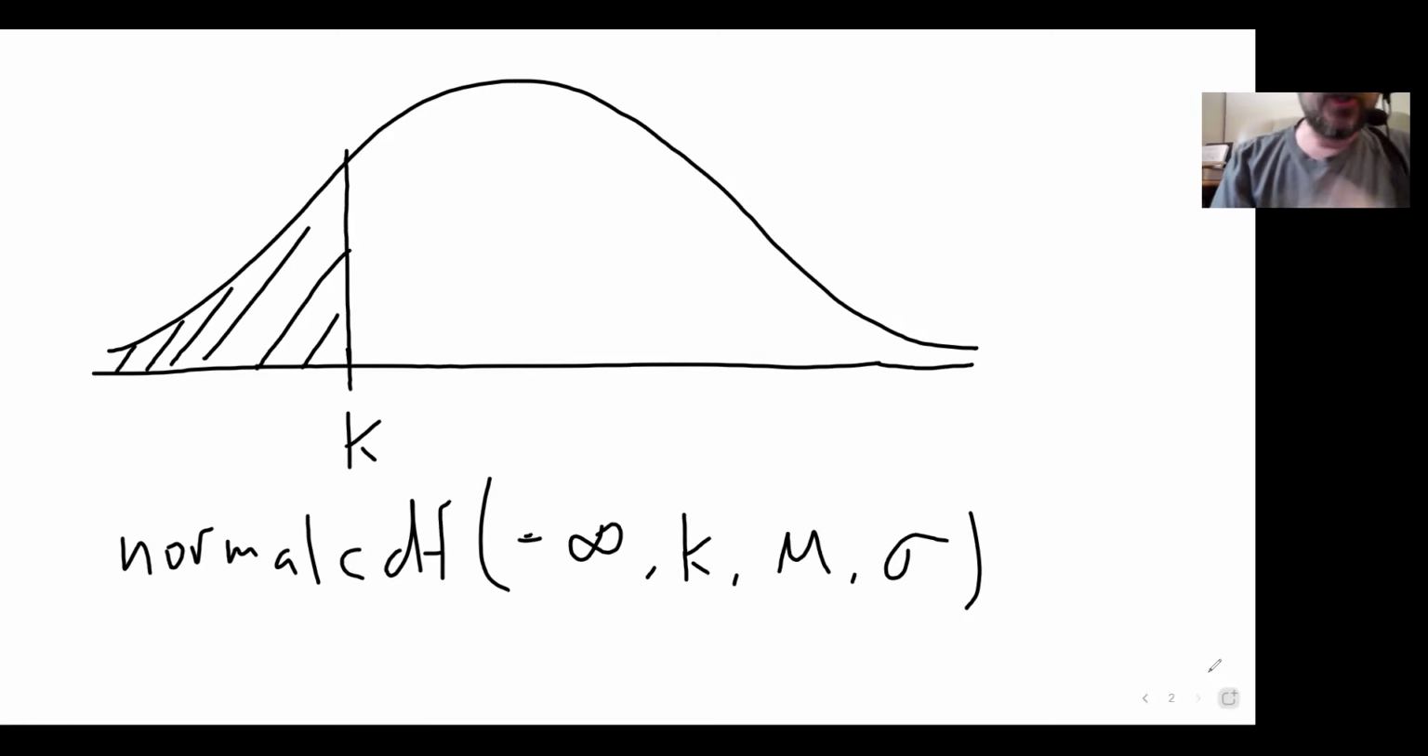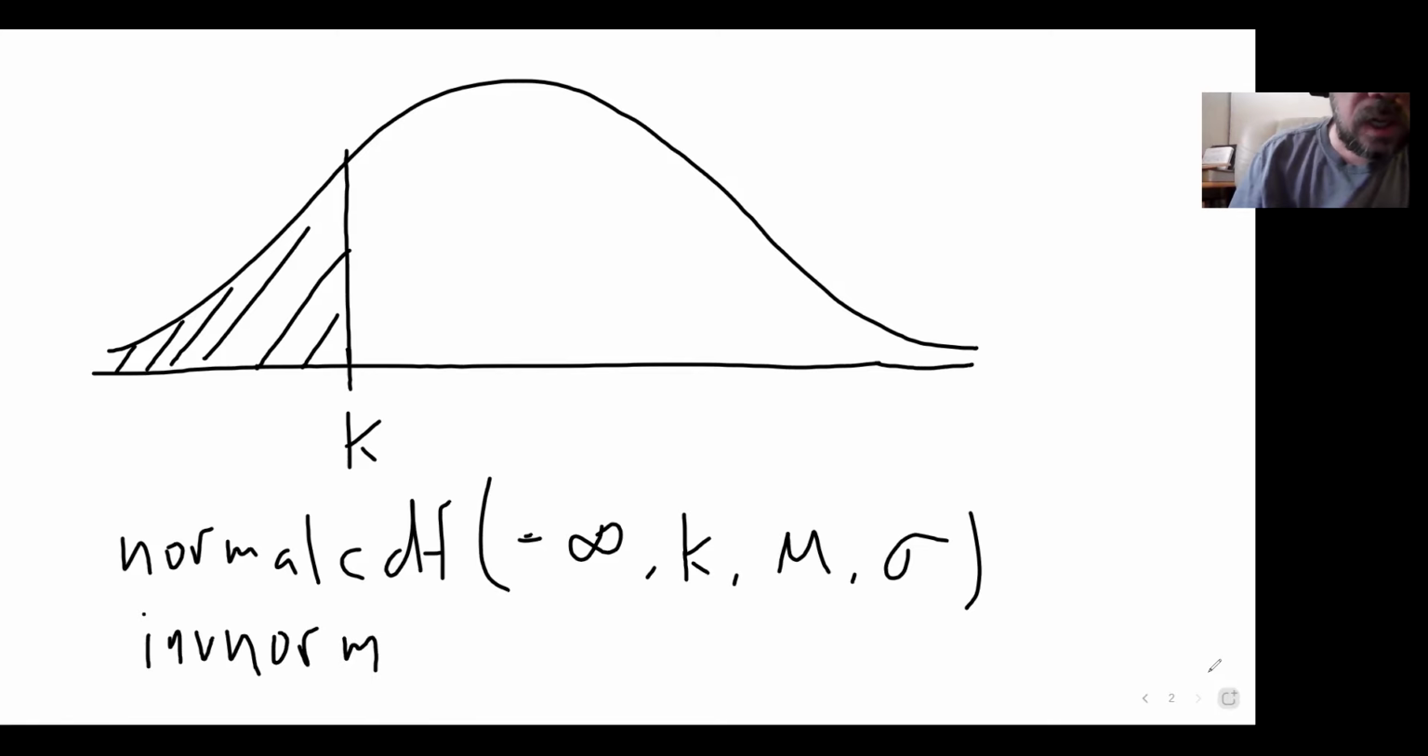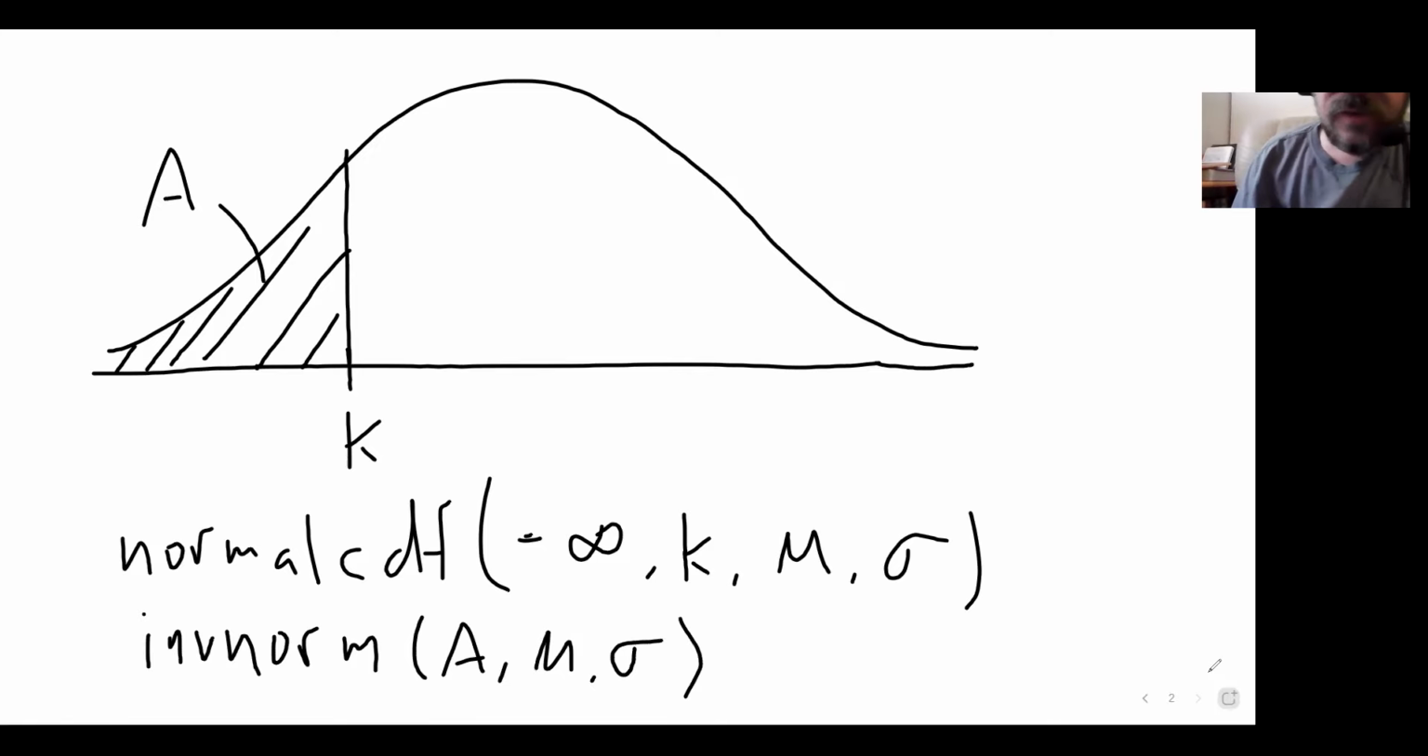There's an inverse command called inverse norm, and Sheets and Excel have it as well, although they call it something different. So if I do inverse norm, I put in the area. I'm going to call this area A here. Inverse norm of A with a mean of mu and sigma. So normal CDF gives me A. If I do inverse norm of A, this gives me k.